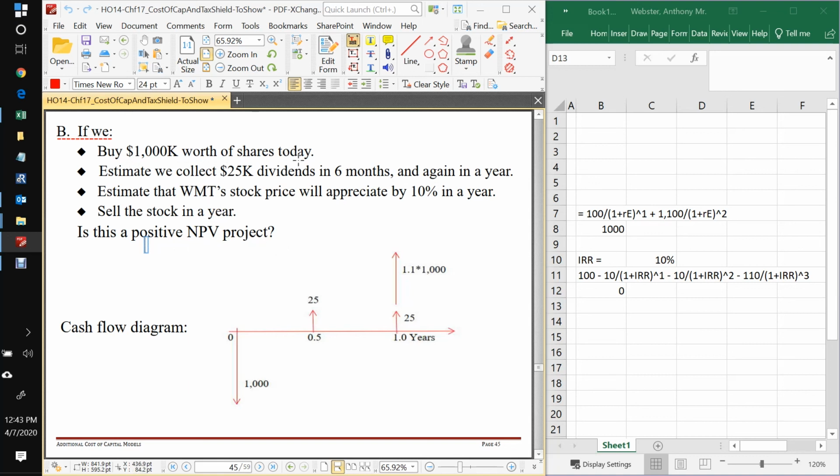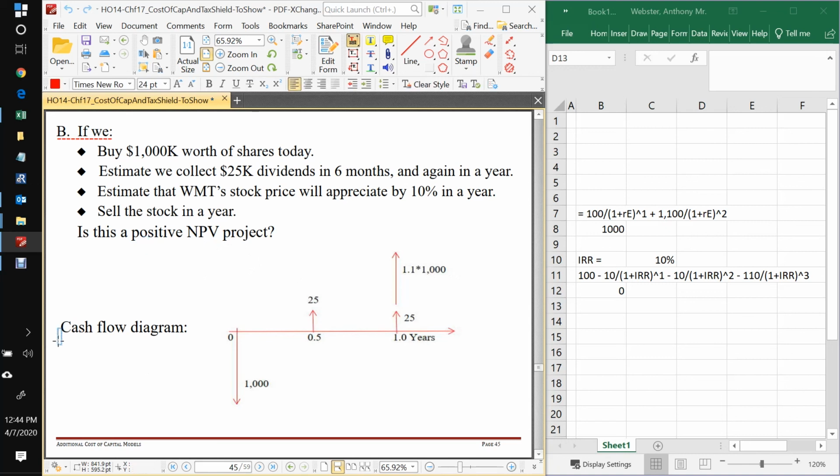So we buy $1 million worth of shares. Our best estimate, and this is just our boss's estimate that was given to us, is that we'd get 25,000 of dividends in 6 months. And again, in a year. And also, our boss estimates that Walmart stock price will appreciate by about 10% in a year. And we're going to sell at the end of a year, so we'd get our 1.1 times 1,000 back there. And we want to know, is this a positive NPV project?